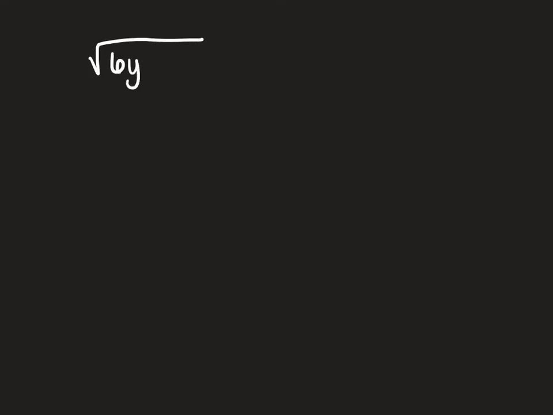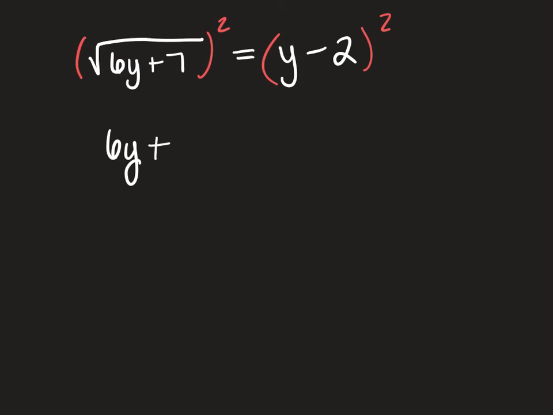The square root of 6y plus 7 is going to be equal to y minus 2. So, again, what are we going to do first? Square both sides. So that means on the left, we're just going to have 6y plus 7.